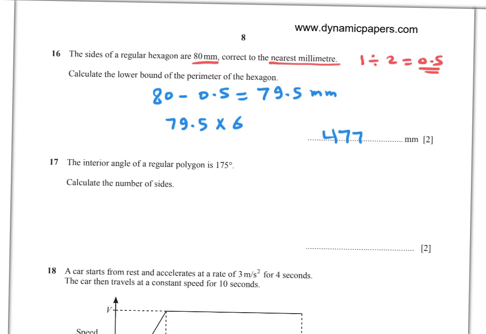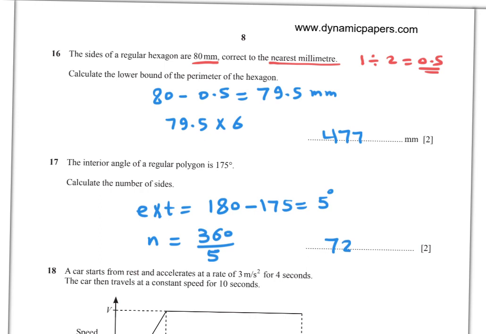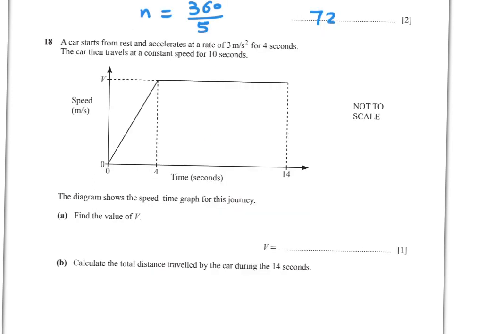Number 17. The interior angle of a regular polygon is 175. Calculate the number of the sides. From the interior you can find the exterior, because interior plus exterior equals 180. So exterior equals 180 minus 175 equals 5. So this is the measure of each exterior. The sum of all exterior angles equals 360. So to find the number of sides, you divide 360 by 5, which equals 72. So 72 sides.